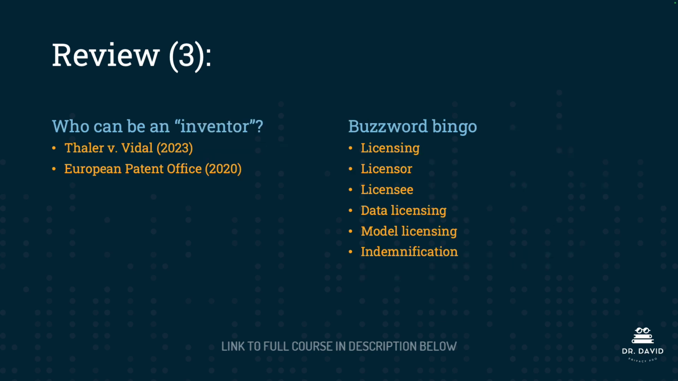Two cases that you need to know about concerning that inventor question are Thaler v. Vidal in 2023, where a U.S. District Court ruled that an AI cannot be listed as an inventor, it can only be a human. And similarly, the European Patent Office in 2020 denied two instances where AI was named as an inventor. Terms that you need to know include licensing, licensor, licensee, data licensing, model licensing, and indemnification.